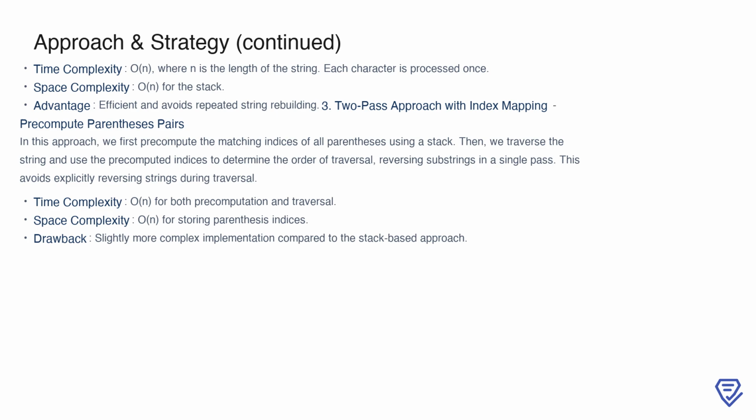In this technique, we first pre-compute the matching indices for all parentheses using a stack. This pre-computation helps us determine which parts of the string need to be reversed during a single traversal. By using the pre-computed indices, we can reverse substrings directly without explicitly manipulating the string multiple times. This method also has a time complexity of O(n) for both the pre-computation and traversal phases and a space complexity of O(n) for storing the indices. However, its main drawback is that it involves slightly more complex implementation steps compared to the stack-based approach.